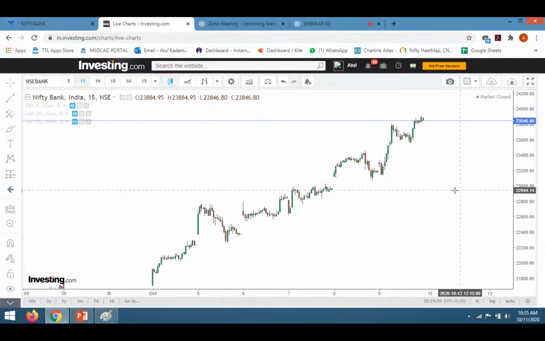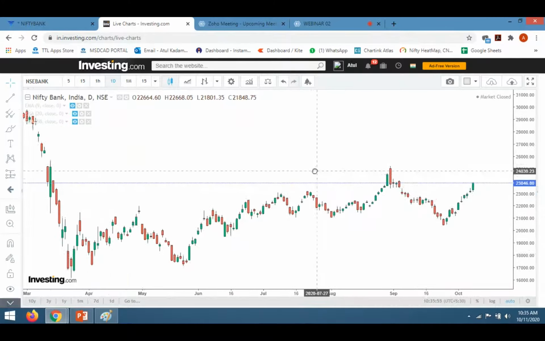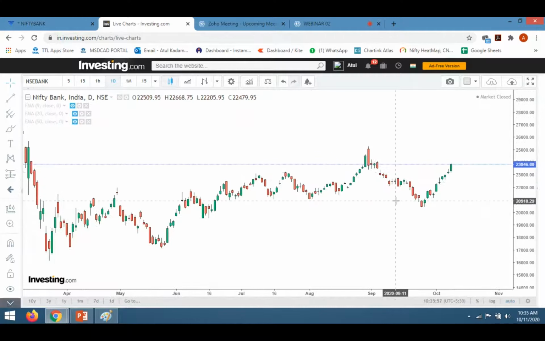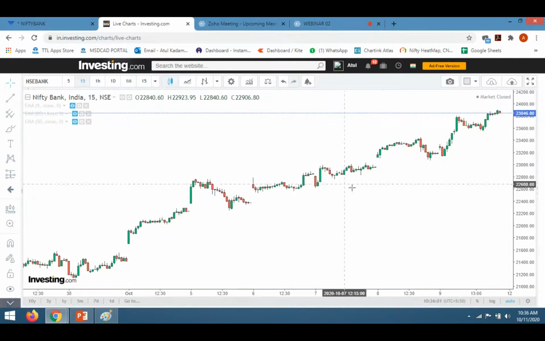First, I go to the daily time frame and reset. But for intraday, we always use the 15-minute time frame. As you know, guys, for intraday we use the 15-minute time frame.